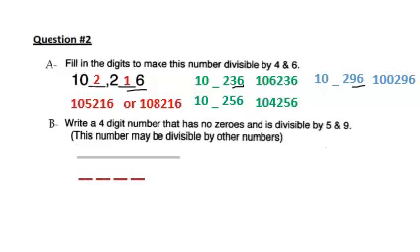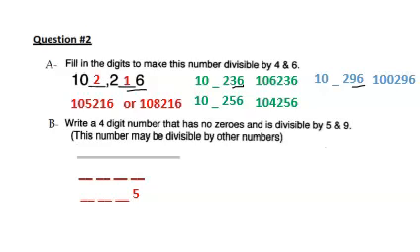Now I need a 4-digit number that has no zeros and is divisible by 5 and 9 at the same time. So the first thing you are going to do is to put the 4 dashes, which means I have 4 digits. And they told you that I have no zeros and it's divisible by 5. That means I have in the ones digit 5. Now what about the other numbers?